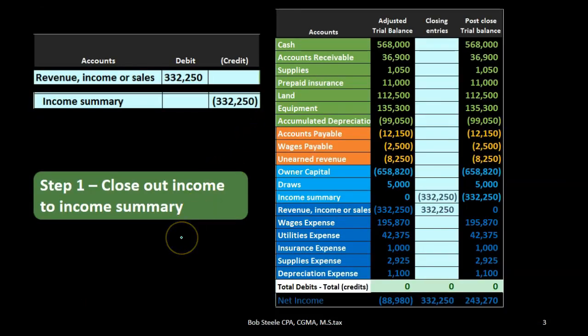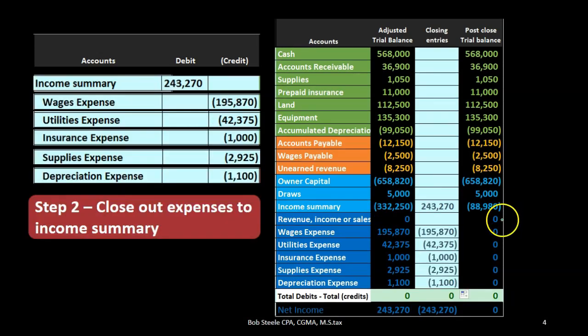This is a summary of what we did in a prior video. Step 1, close out the income to the income summary. So here we have income that was now 0. We basically just move that up to our clearing account, being the income summary account. Then step 2, we closed out all of the expenses to the income summary account. Now we have everything 0 on the income statement. All revenue and expense accounts are 0. And what's in the income summary?